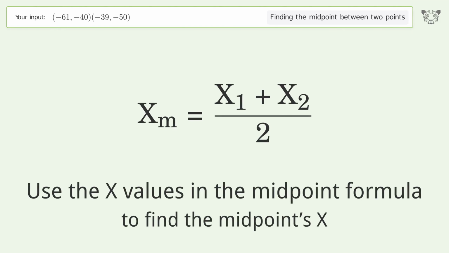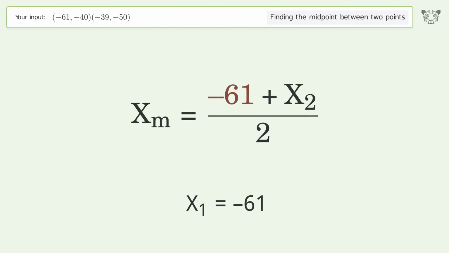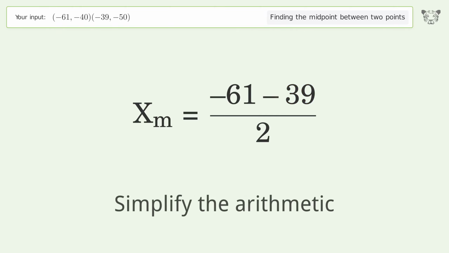Use the x values in the midpoint formula to find the midpoint's x. x1 equals -61. x2 equals -39. Simplify the arithmetic.